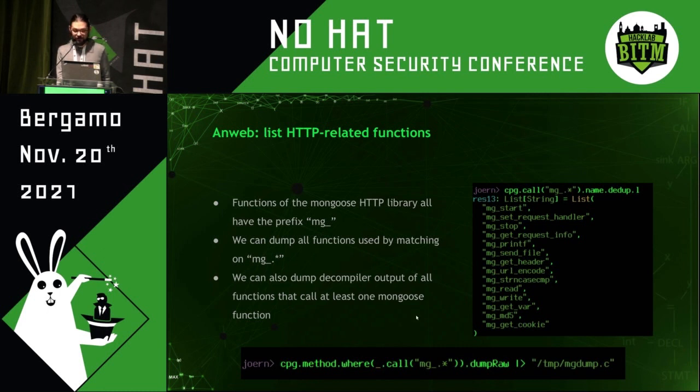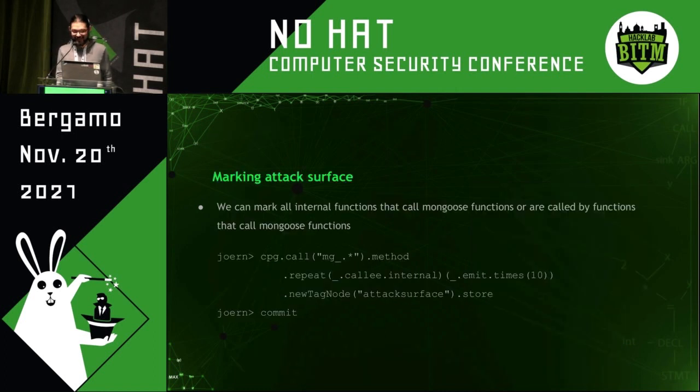And then what you can do is dump out all of the decompiled functions of methods that call one of those mg functions. And you can just dump that to a file. That's pretty nice. That means you can scroll through it and you actually get a good idea of the first responders in the HTTP chain, right?